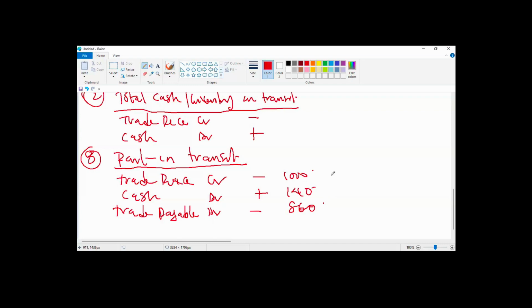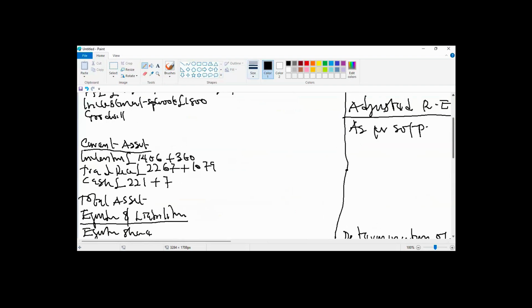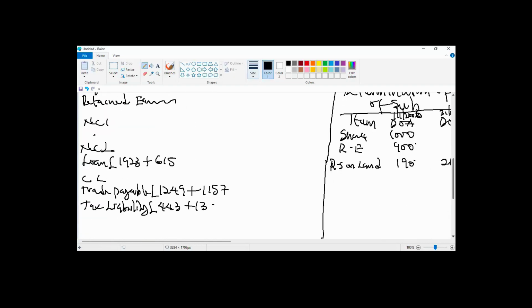I will post them now. Just take note of the posting, the adjustment. Trade receivable minus 1,000. The cash plus 140. Trade payable minus 860. Any question for me?